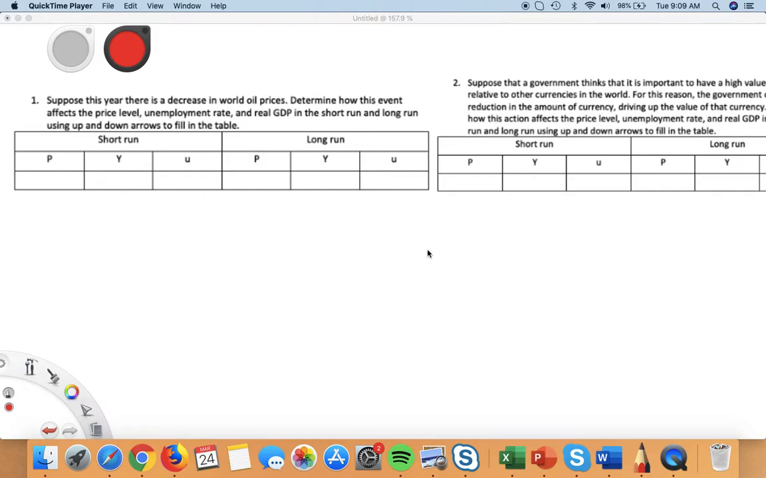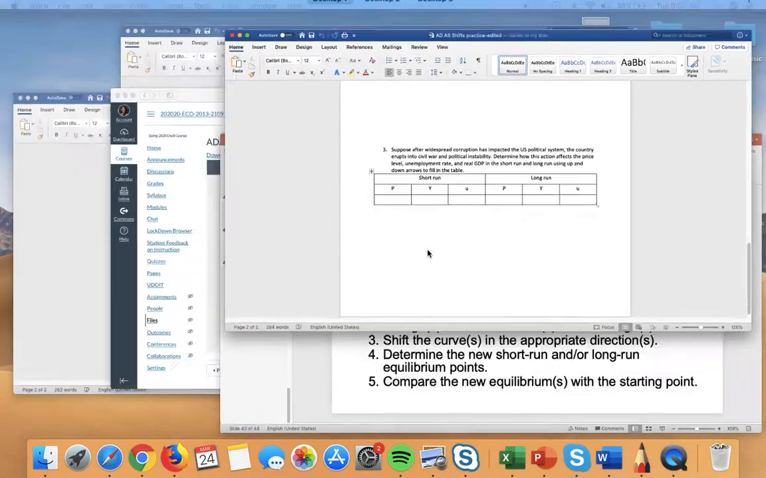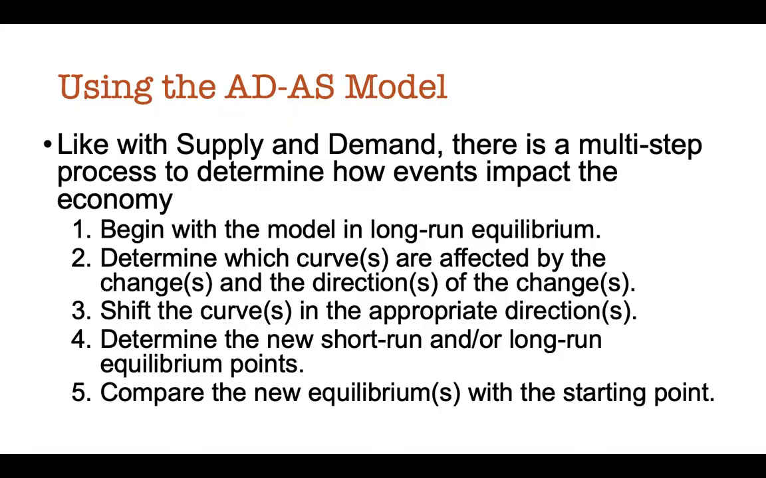Alrighty, hi guys. If you're watching this, it's because we are going to do some more practice with the aggregate demand, aggregate supply model. So here in this video, I'm going to work through 3 problems using our 5-step process. If you haven't already, make sure you watch the lesson notes from aggregate demand and aggregate supply. And we know that we can use our graph sketches following these 5 steps to solve any aggregate demand, aggregate supply model.